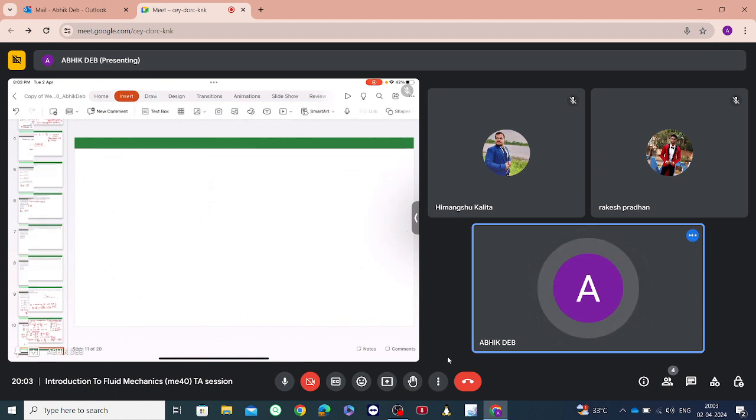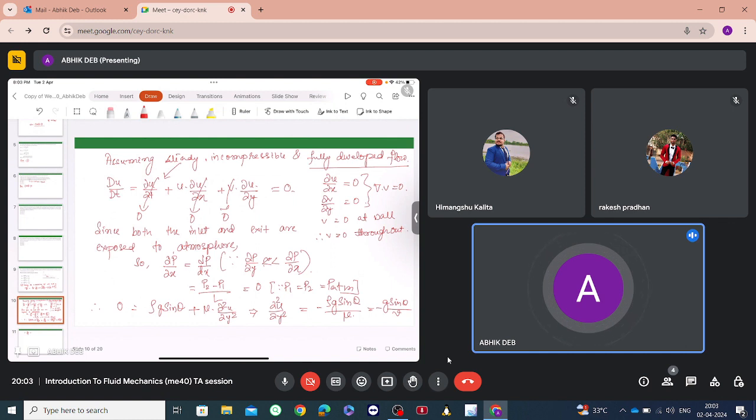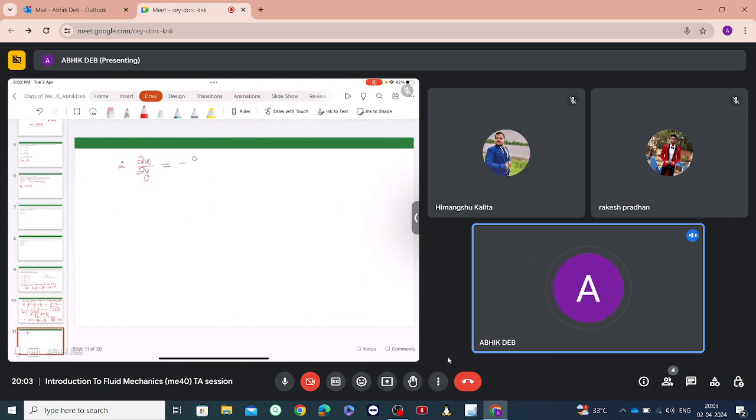So if we solve it, del u by del y is equal to minus g sine theta by nu into y plus c1, and u of y is equal to minus g sine theta by nu into y square by 2 plus c1 into y plus c2. Now we will put the values. At y is equal to 0, u is equal to 0. This implies c2 is equal to 0.